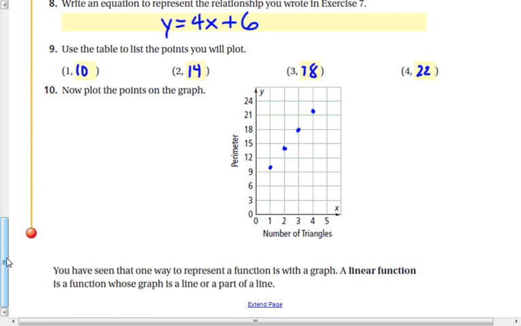Okay, you've seen that one way to represent a function is with a graph. A linear function is a function whose graph is a line or part of a line. So linear means it goes up at a constant rate, so it creates a line when you graph it.